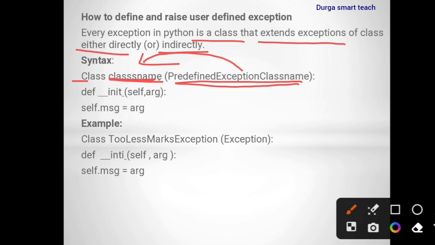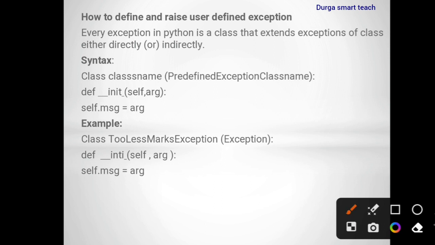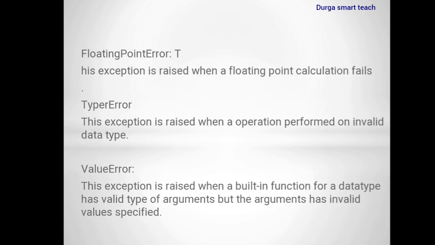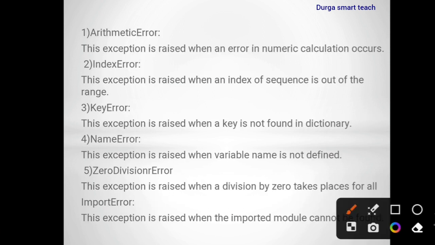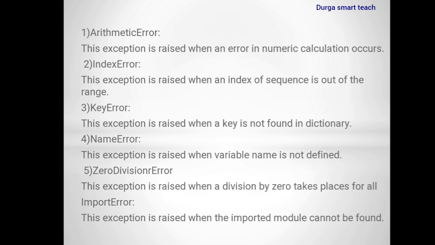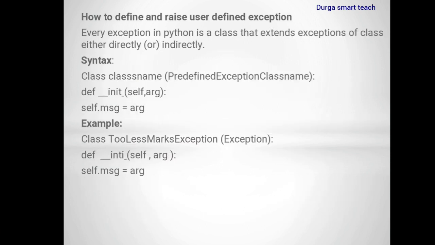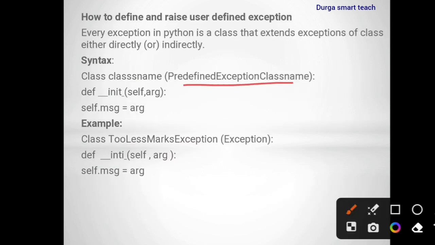the predefined exception class. We already have classes like ZeroDivisionError and ValueError. If you want to create a subclass from these superclasses, you can give the superclass name. I already explained these superclasses: ArithmeticError, IndexError, KeyError, NameError. You can give these names in the place of the predefined exception class name.